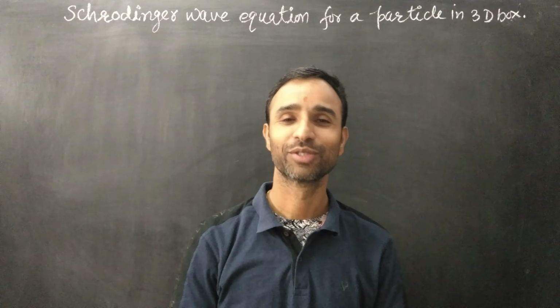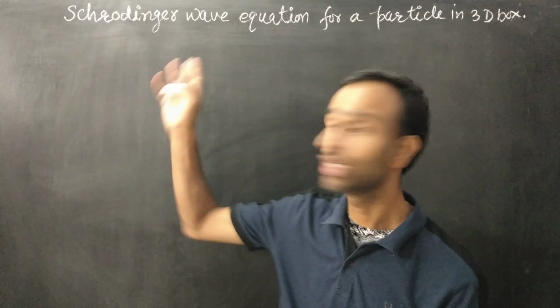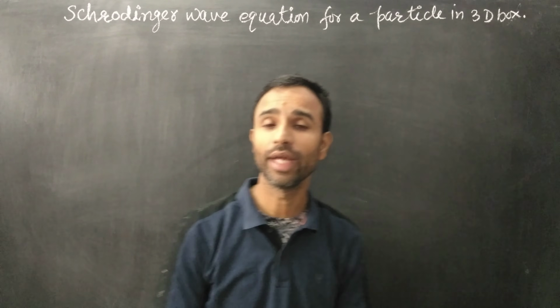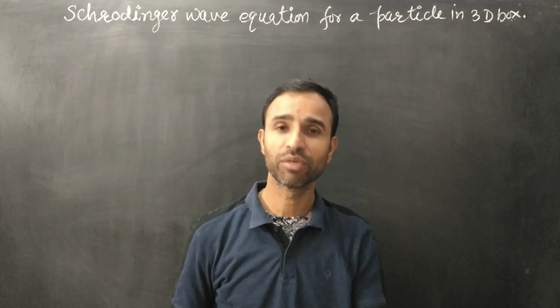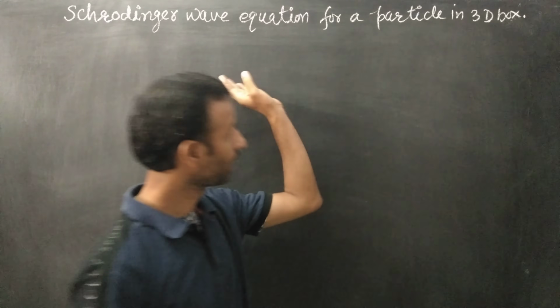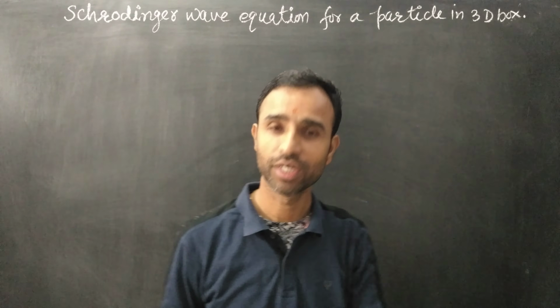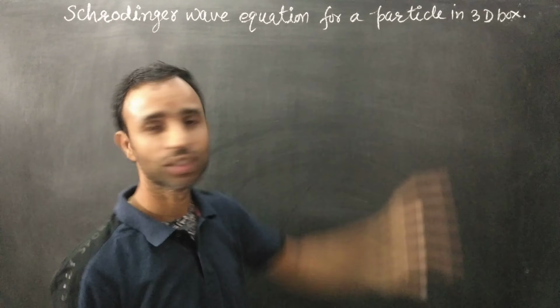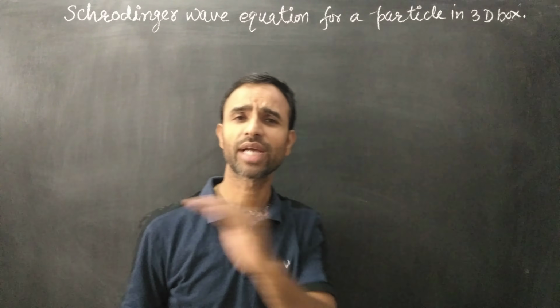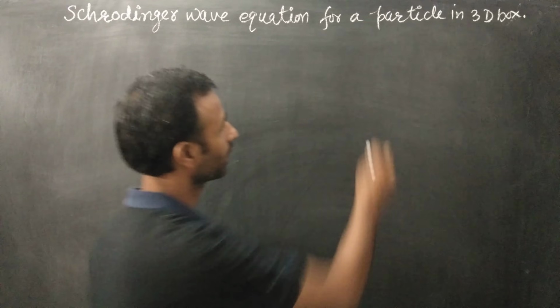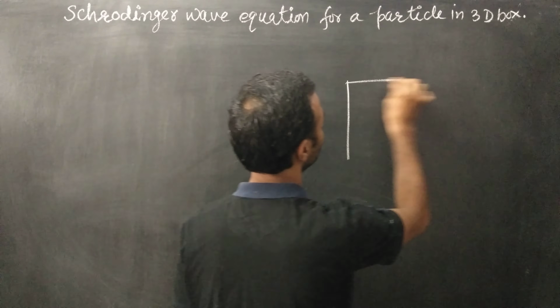Morning friends. So today we are going to discuss the Schrodinger wave equation for a particle in a 3D box. Earlier we have discussed the same equation for a particle in a 1D box, for a 2D box, and today for a 3D box. It is just an extension of the 1D box only. Nothing else.